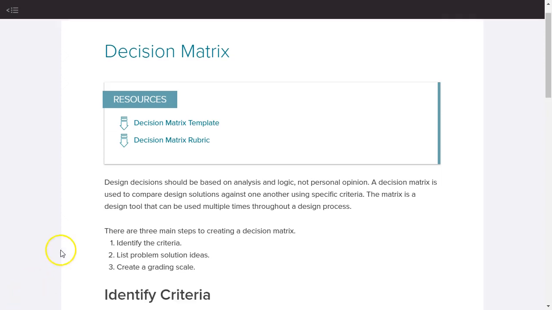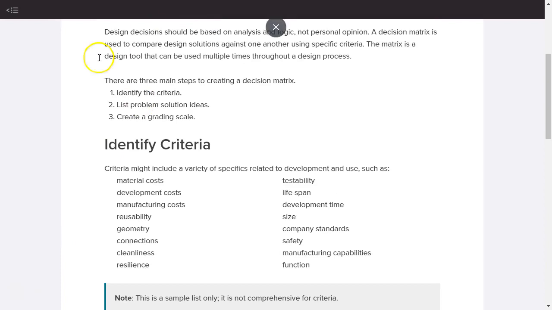So these are the main steps we're going to look at right here. There's three main steps in creating a decision matrix. One, identify the criteria. If you have a design brief, you should have your criteria mostly listed for you already, but there may be some other criteria and constraints you want to consider. For instance, how long is this thing going to take to build? Is this going to be hard to build or easy to build? Things like that. So you also need to list the best solution ideas that you want to evaluate. Usually you will have 3 or 4 or 10.